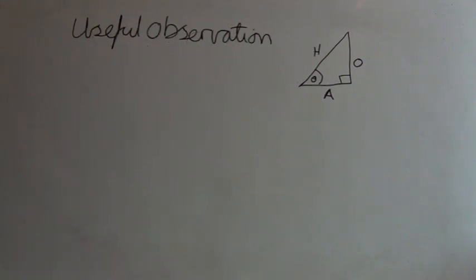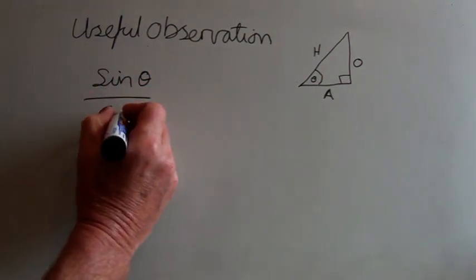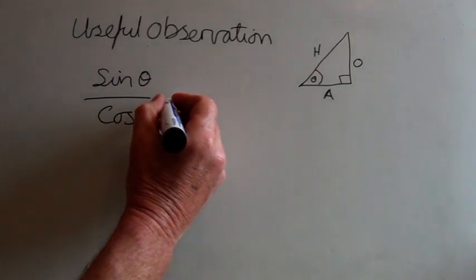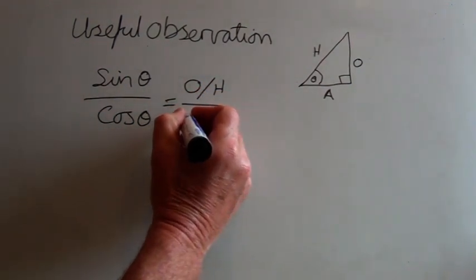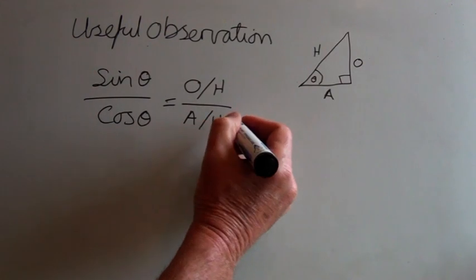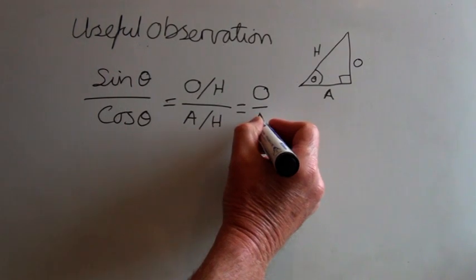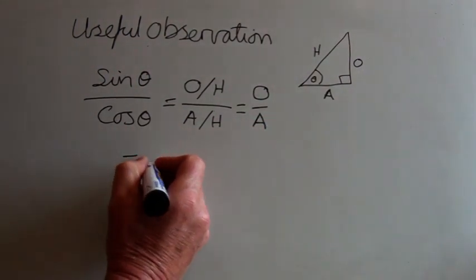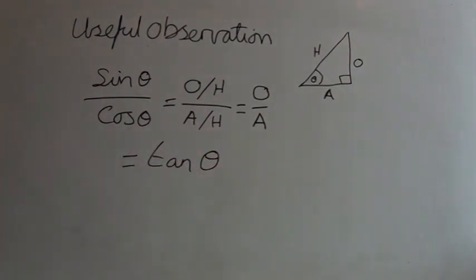Okay, now one useful observation is the following relationship between the three functions. So we have sine theta divided by cos theta equals opposite over hypotenuse divided by adjacent over hypotenuse, which equals opposite over adjacent, which is equal to tan theta. Okay, so make a note of this because it will come in handy throughout your studies.